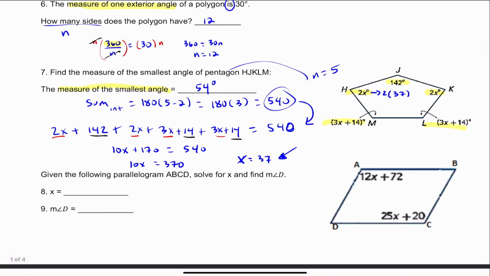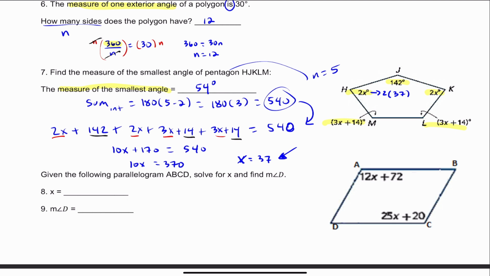So that's number 7. Let's go ahead and figure out this one. Given the following parallelogram ABCD, and that's in that order, that's how you're supposed to write or draw the parallelogram, solve for x and find the measure of angle D.